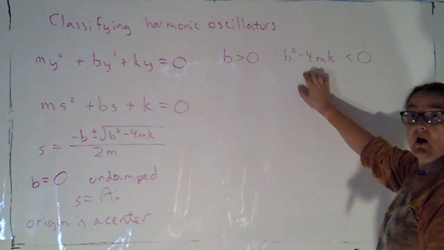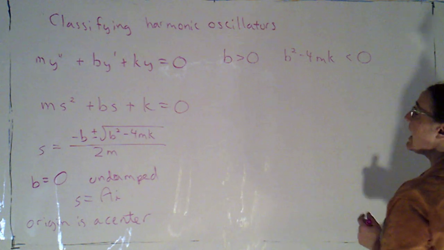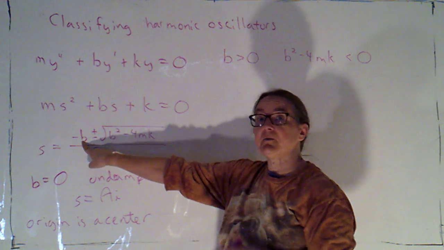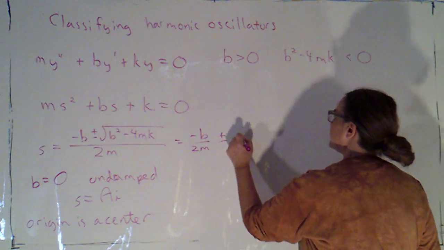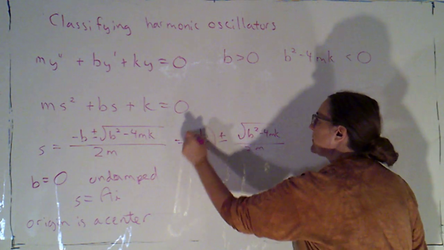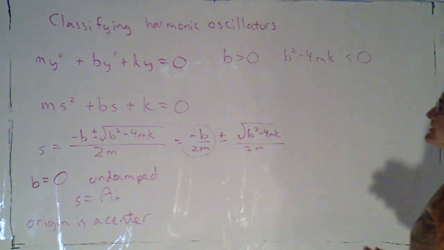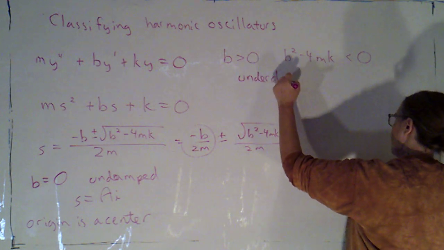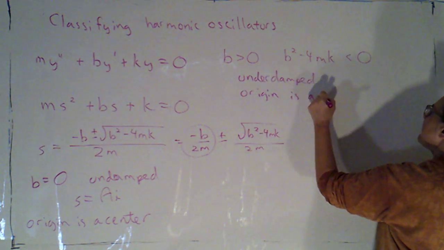So I would have 2 complex roots that came in conjugate pairs, but I would have a negative real part, because notice this is negative b over 2m, plus or minus the square root of b squared minus 4mk over 2m. This would be the real part of my complex roots. It's a negative number. When we have a situation like this, we would say that this is underdamped. And the origin, if we looked at the phase portrait, is a spiral sink.